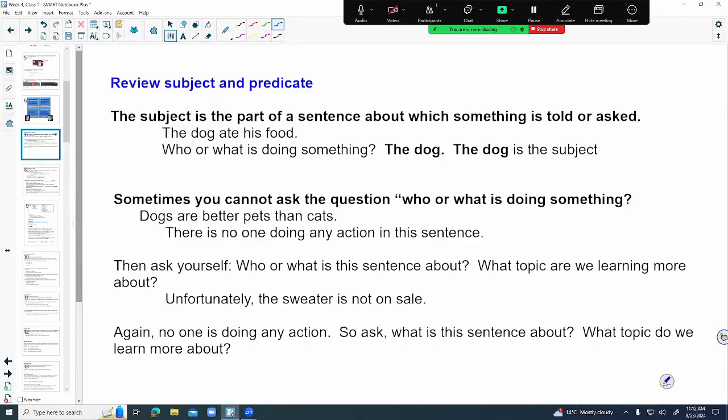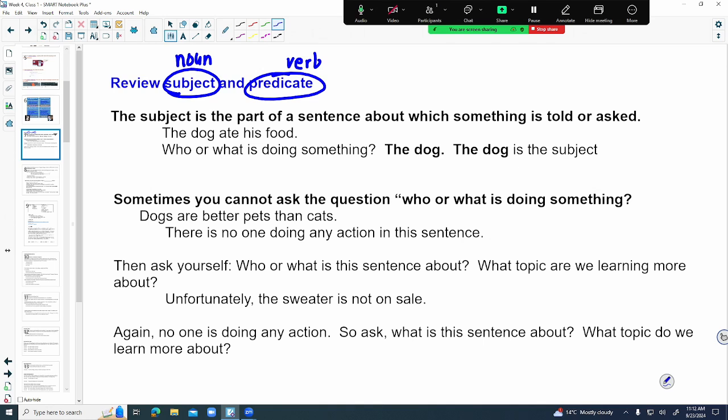The other important thing that you need to know about a sentence is that in order for a sentence to be complete, it must have a subject, which is a noun, so a person, place, or thing that the sentence is about, and a predicate, which is the verb, plus everything else that comes after the verb. The predicate tells what the noun or the subject is doing. The subject is the part of a sentence about which something is told or asked.